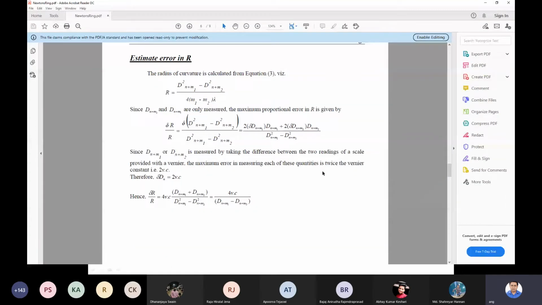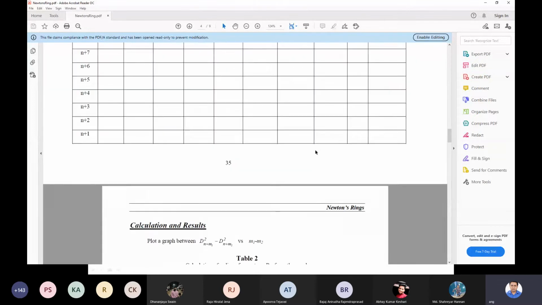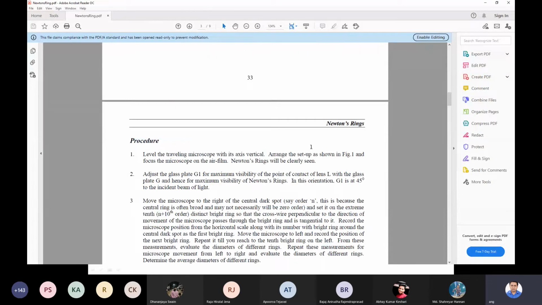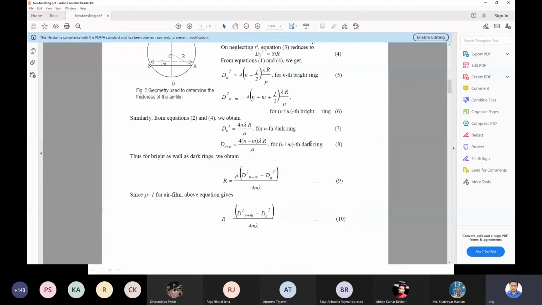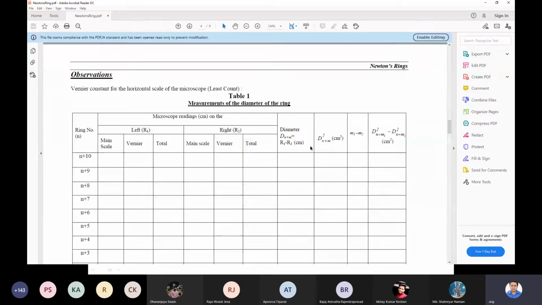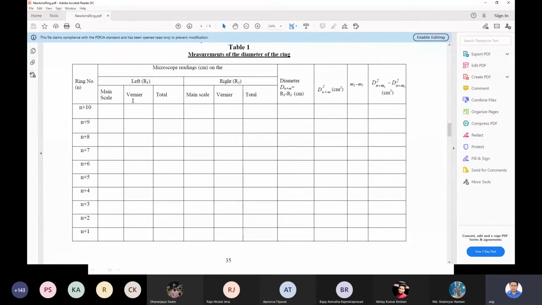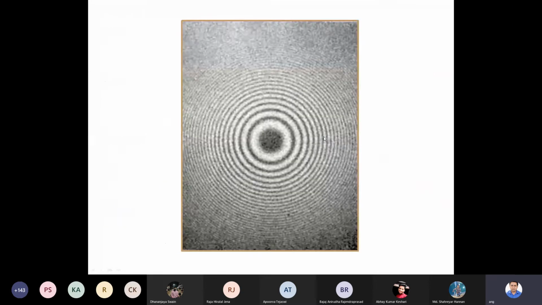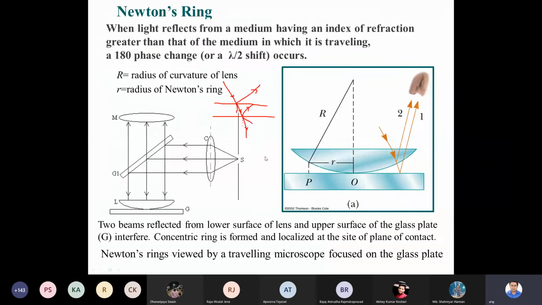the experiment you are going to perform. So this is just the procedure, and then you have the data table. What you have to do is measure the movement of the microscope either to the left or right. So you can just move it, either to the right or to the left, and you have rings over here centered at O.